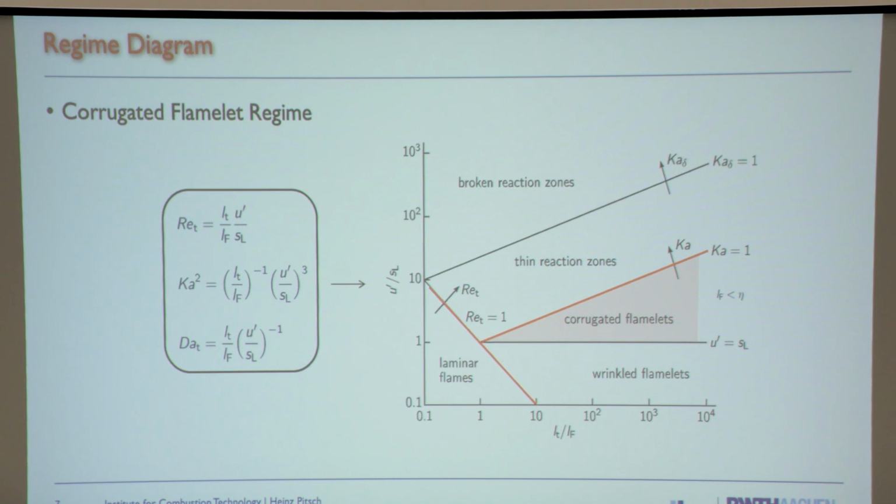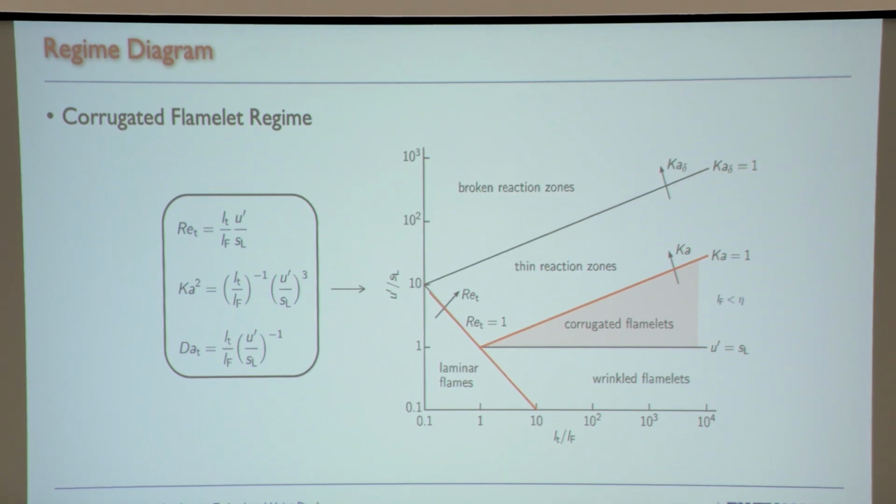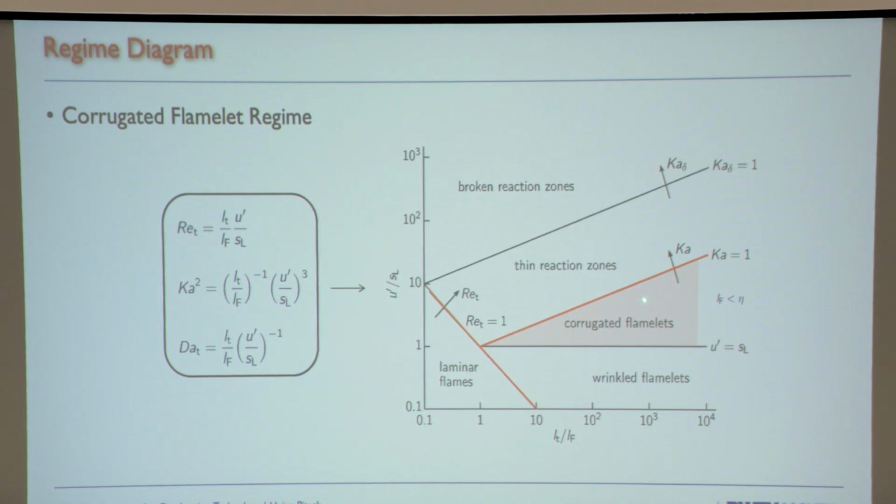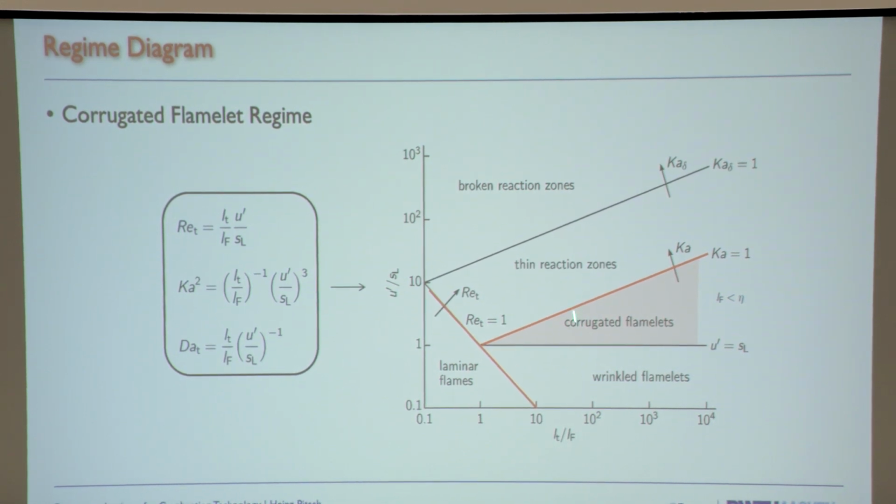an early version of this is called the Borghi diagram, which has these lines but doesn't have this line. And this here I would call the Borghi-Peters diagram. Peters added this distinction here also. Basically, it shows U prime over SL, the ratio of the velocities, as a function of LT over LF, the ratio of the length scales.